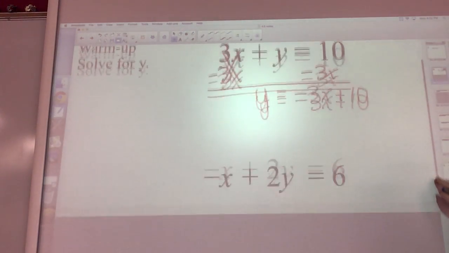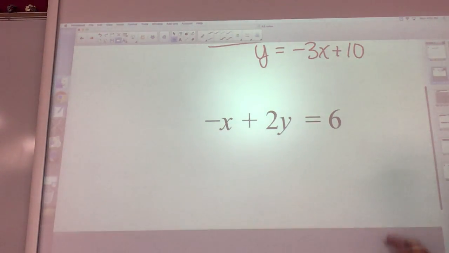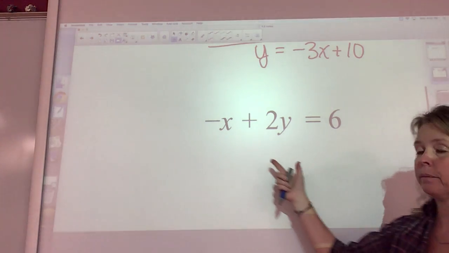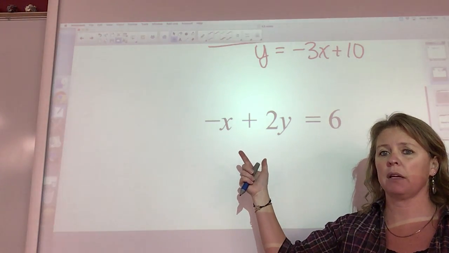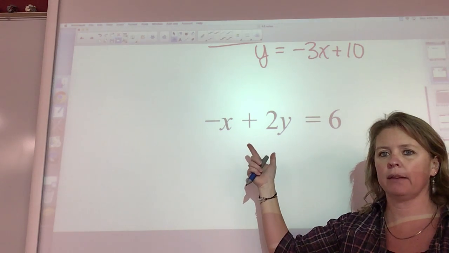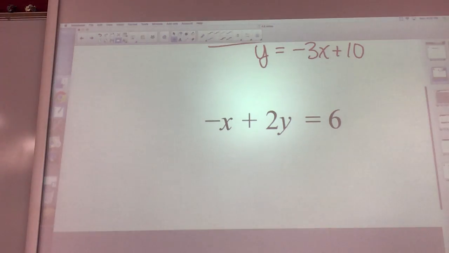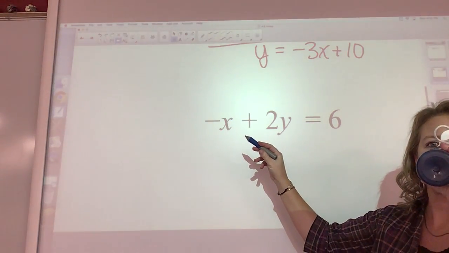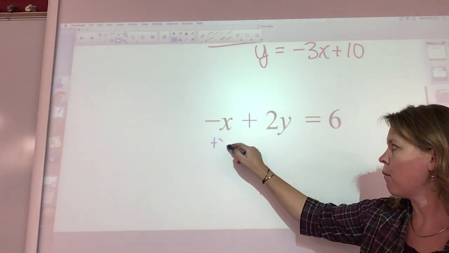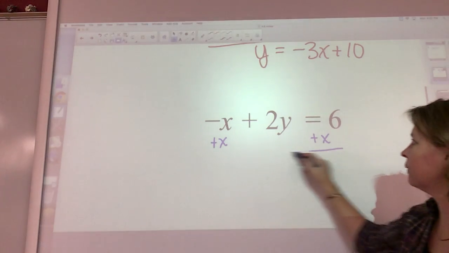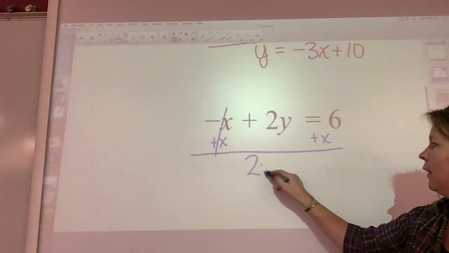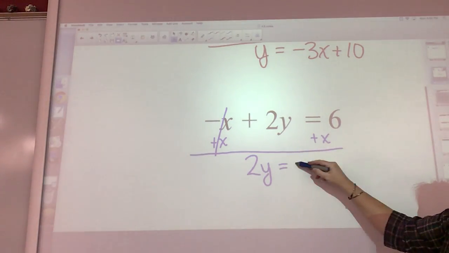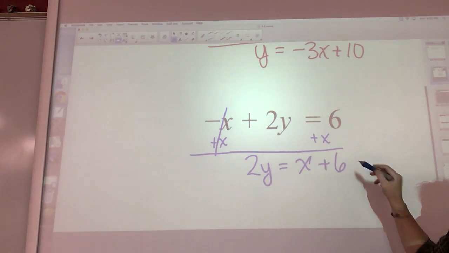Here's another one. This one's going to take 2 steps, and I definitely want you to put this one in your notes because of the common mistake that way too many students make on this. So write it down. Negative x plus 2y equals 6. First thing you're going to do is add x to both sides. You get 2y equals, the x goes first, then the plus 6.